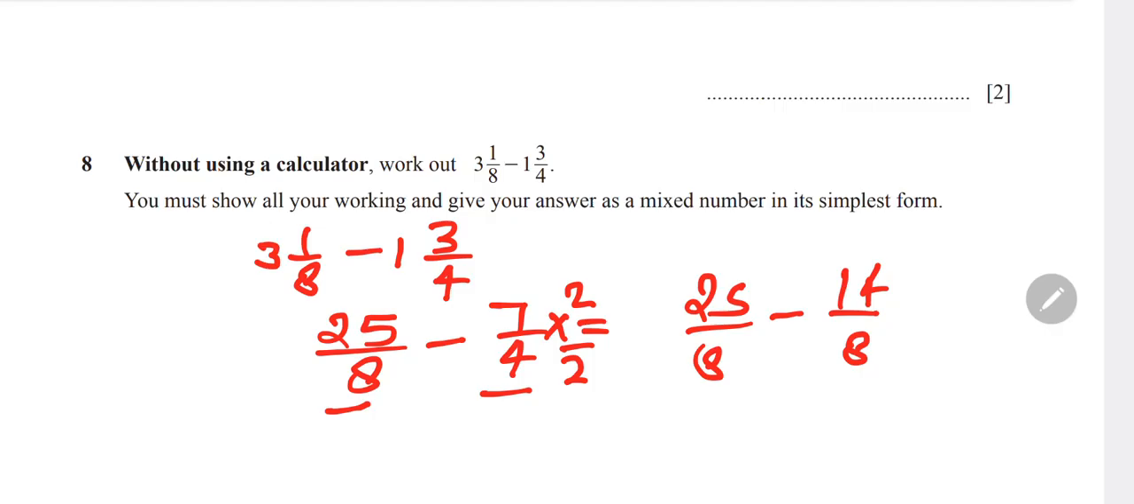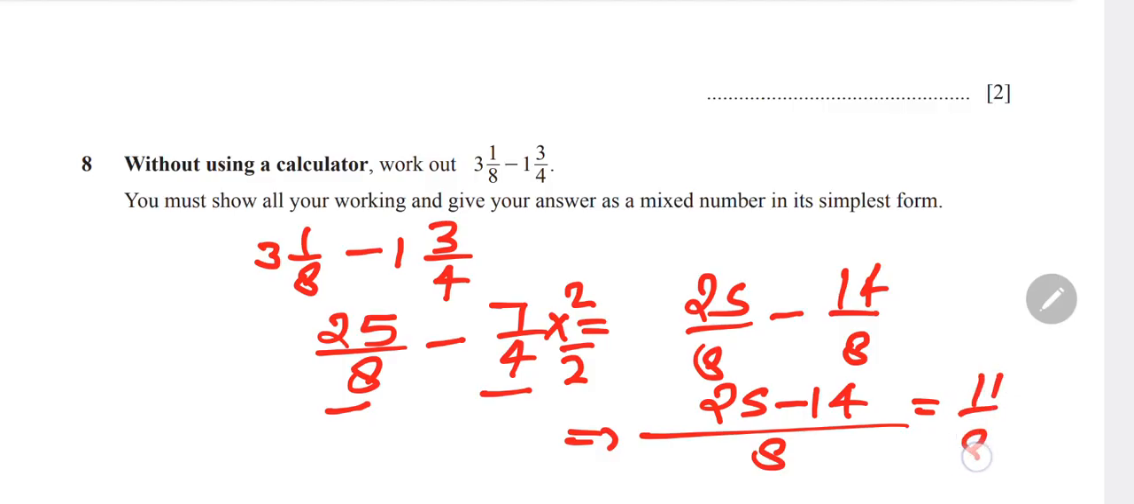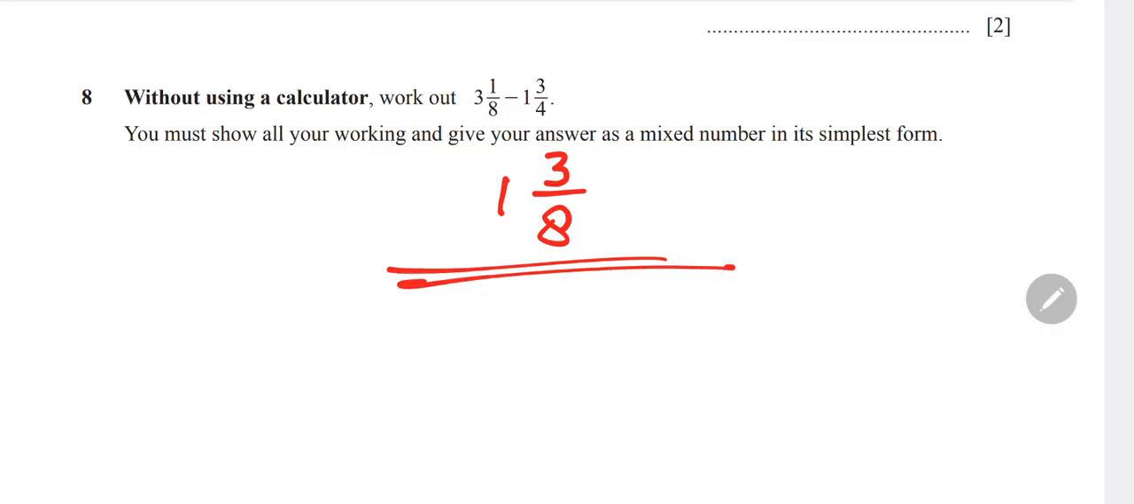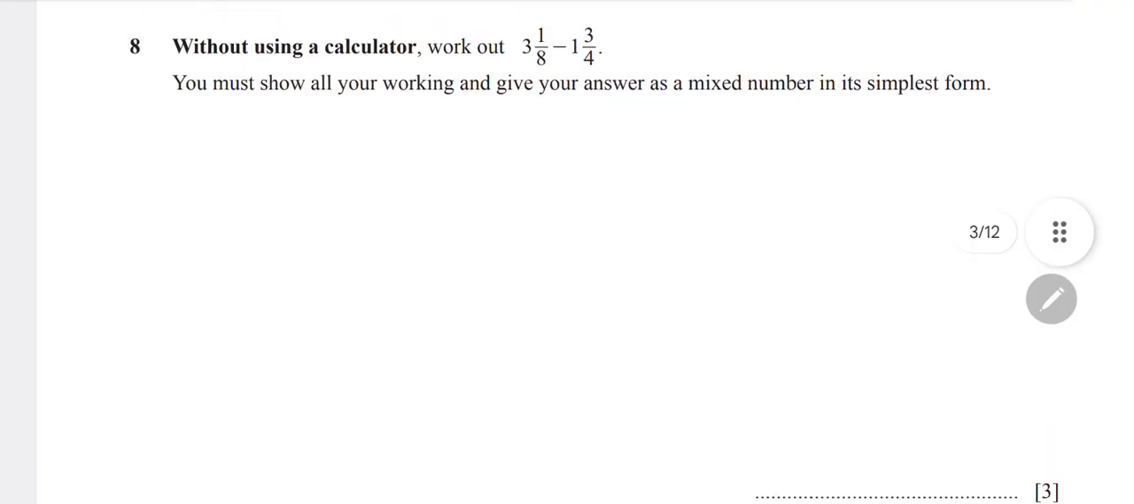Now both denominators are the same, so write down 8 as the denominator and as the numerator 25 minus 14. When we subtract this value, we get 11 divided by 8. Our result is 11 divided by 8. If you change it into a mixed fraction, you get 1 and 3 by 8. So our answer is 1 and 3 by 8. Final answer will be 1 and 3 by 8. Okay. You can write down the subtraction of these two unlike fractions is 1 and 3 by 8.